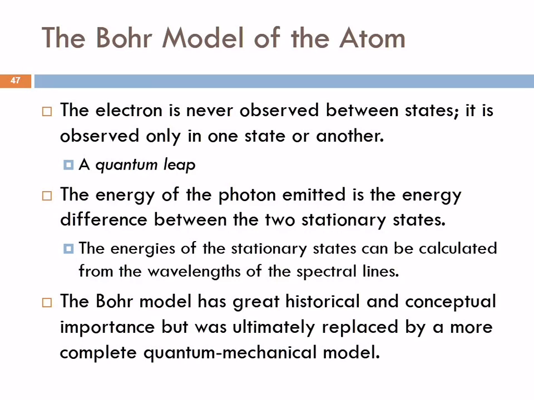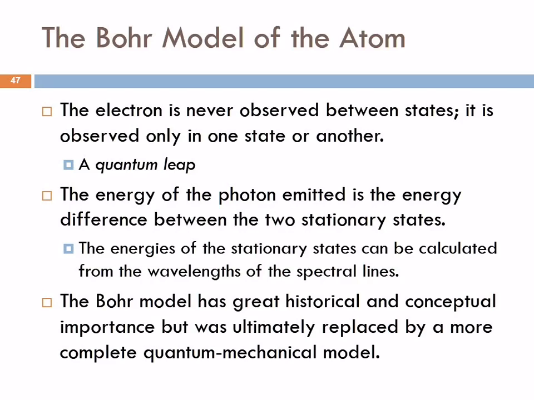The electron is never observed between states. It's only observed in one state or another. It can be in energy level 2 or energy level 1, but it can't be in between. And this is the idea of a quantum leap. It does not travel in space between the two levels. It's in one or the other. So the photon that gets emitted from an atom with an electron going from a high level to a low level has an energy that corresponds to the energy difference between those two orbits of the electron.